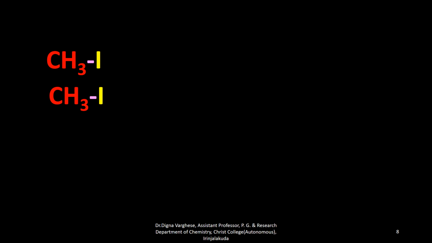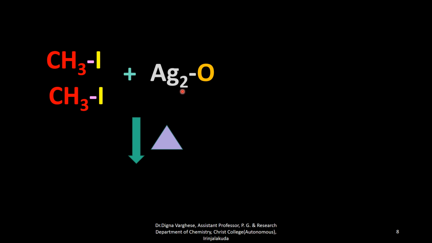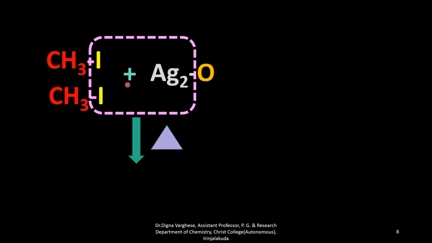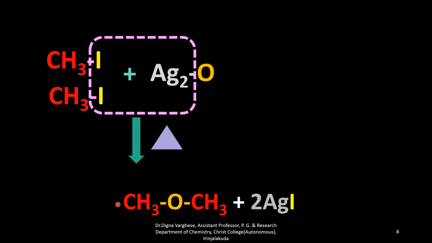Here you can see an example for the formation of ether by dry silver oxide. Here you can see two molecules of methyl iodide that will react with dry silver oxide on heating. What happens? You can see here the silver reacts with two iodine atoms and forms silver iodide and also ether. Here you can see dimethyl ether and silver iodide are formed. So, when heated with dry silver oxide, alkyl halides yield ether.